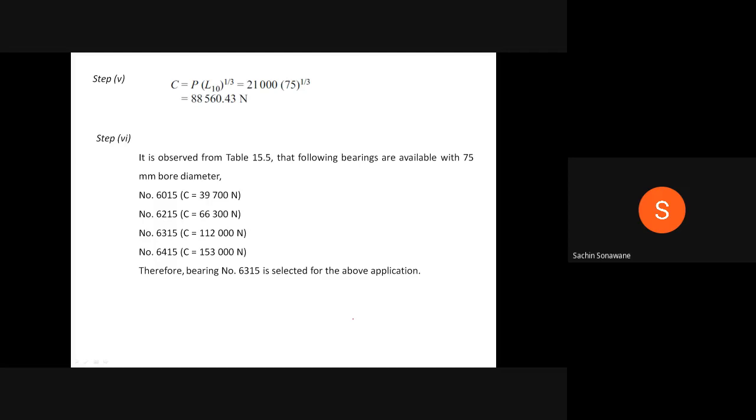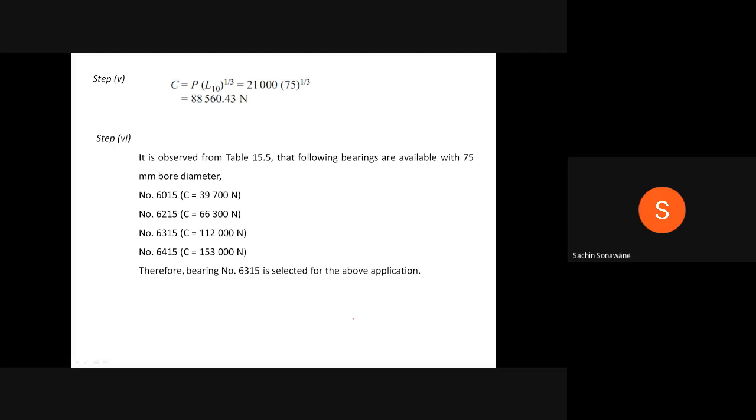Now step 5, dynamic load carrying capacity C is equal to P into L10 raised to 1 by 3, which is equal to 21,000 into 75 raised to 1 by 3. Therefore, C is equal to 88,560.43 Newton. Now, step 6.